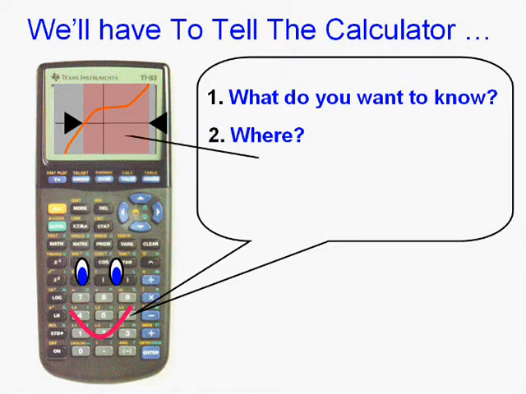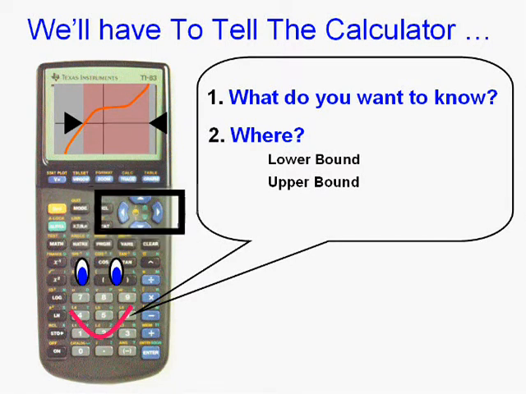And you tell it that using a lower bound marker. That's how low you want it to look. And an upper bound marker. That's how high you want it to look. I'm going to show you in a second how to do that, but I want you to be ready for the fact that we're going to use the cursor keys to mark where the lower bound and the upper bound are of what we're trying to find. Well, actually, we'll use the cursor keys and the enter key to finalize it.